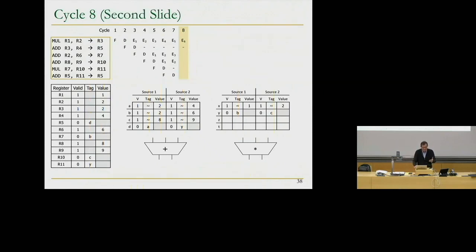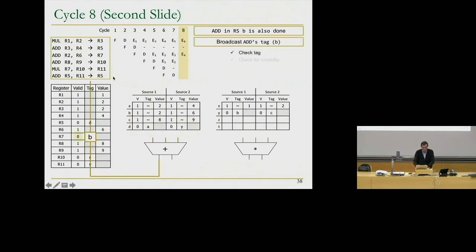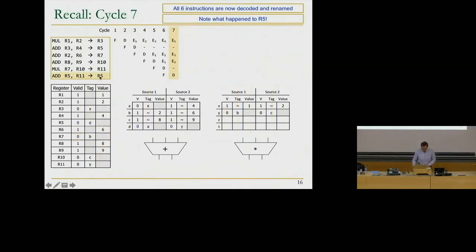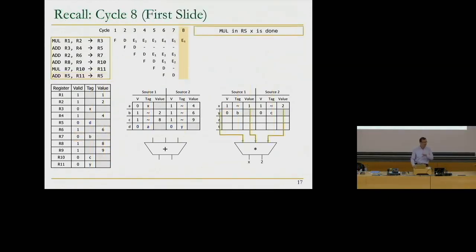So the second thing that's happening is exactly the same thing. It turns out this instruction add is also done. So it does exactly the same thing. It broadcasts its tag, which is B. B goes everywhere, and it broadcasts its value also. So every location that's waiting for B, let me go back, that's waiting for B and that's invalid, captures the value that's broadcast, and essentially they get 8. Okay. So cycle 8 was the interesting cycle. This is where we ended.